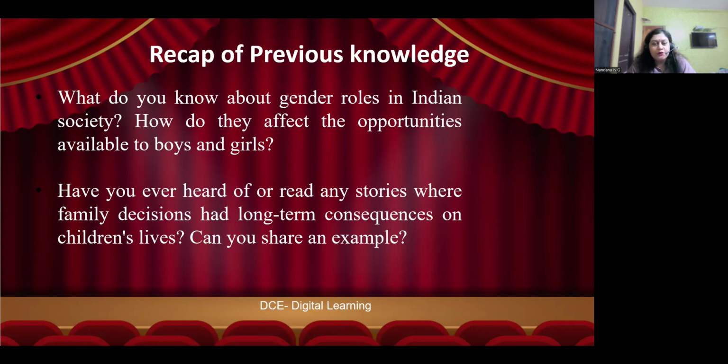How do they affect the opportunities available to boys and girls? India is mainly a patriarchal society, and more or less gender roles are carved in stone. It is as if to say male is always given the utmost preference and females are always the secondary citizens. Men are supposed to do a few things, women are supposed to do the other things, and any blurring of lines is usually frowned upon. So gender roles in Indian society is more or less very rigid.